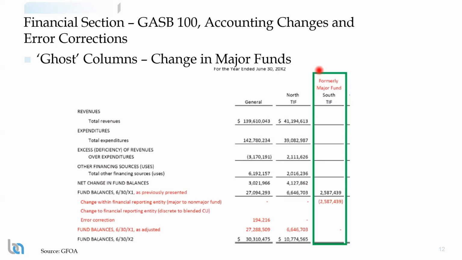what happens is that you still need to report the fund balance as previously presented. So you can see that there is a beginning balance that was presented last year. And because it's no longer presented as a major fund, there's an adjustment here. And then the fund balance as adjusted is 0. And you can make the argument, well, it's not really 0. And that's true. It just moves from one reporting column to another reporting column.